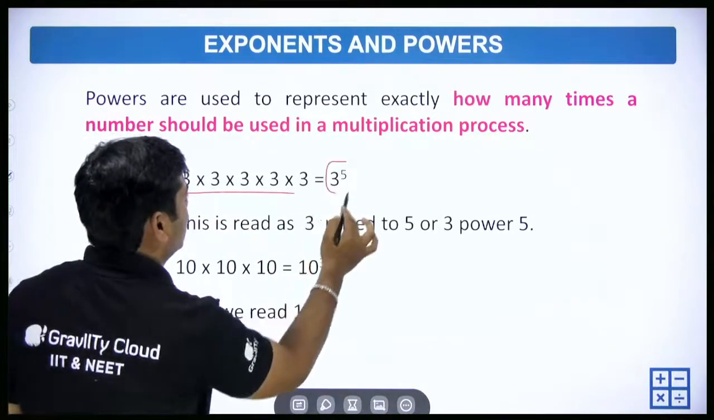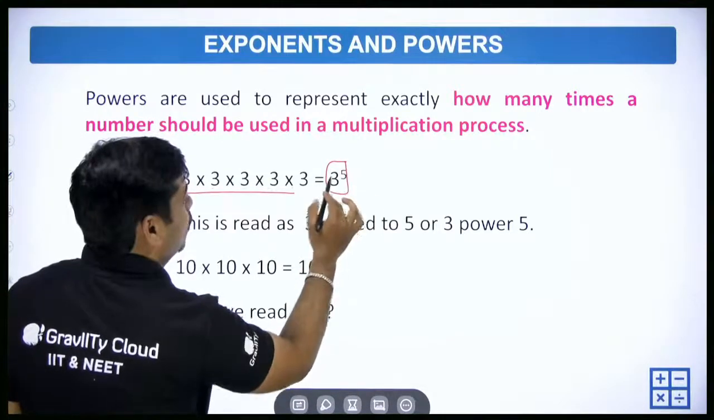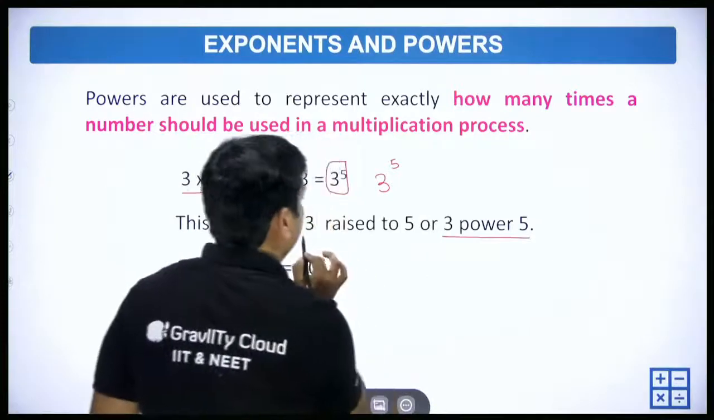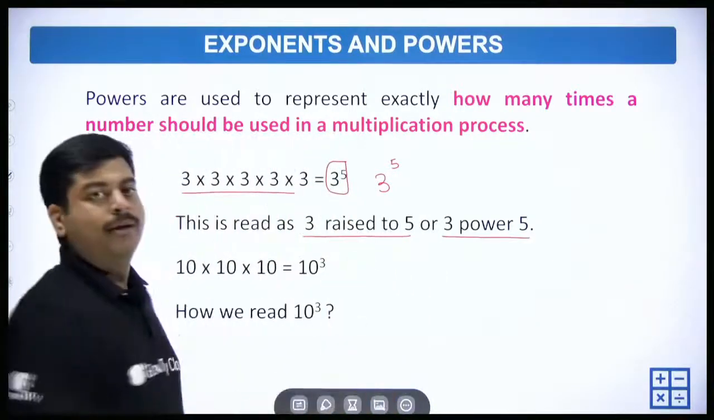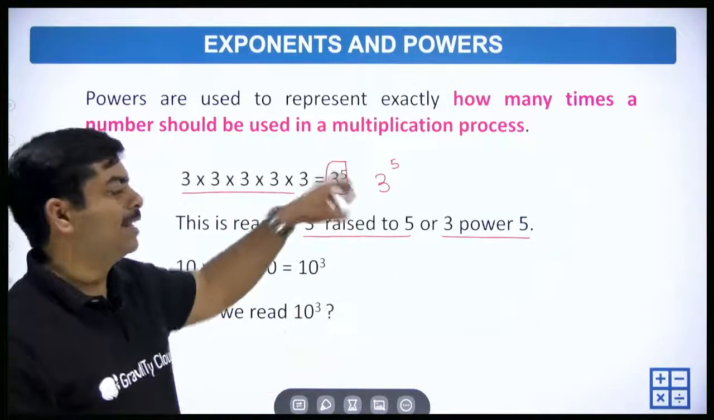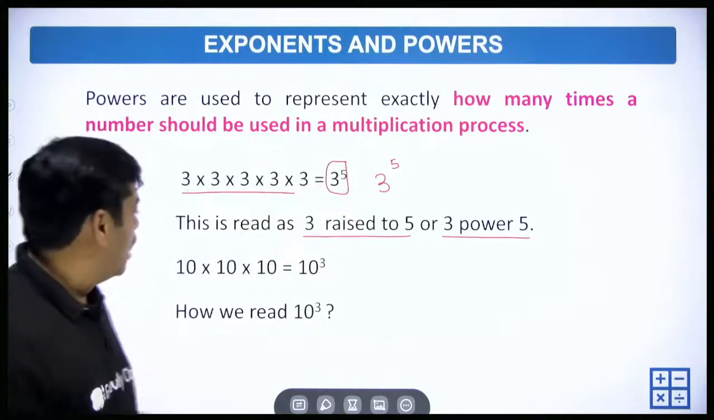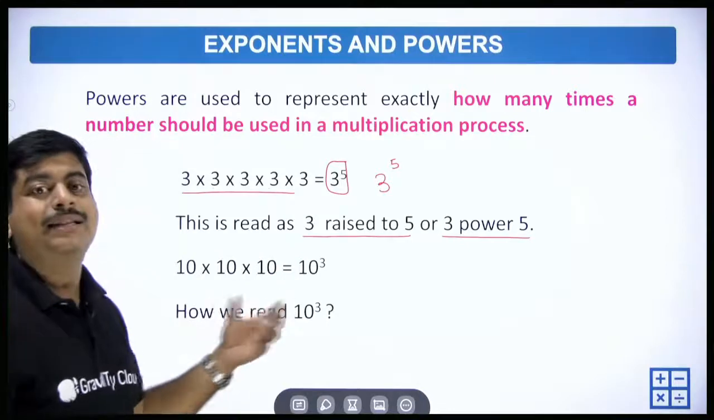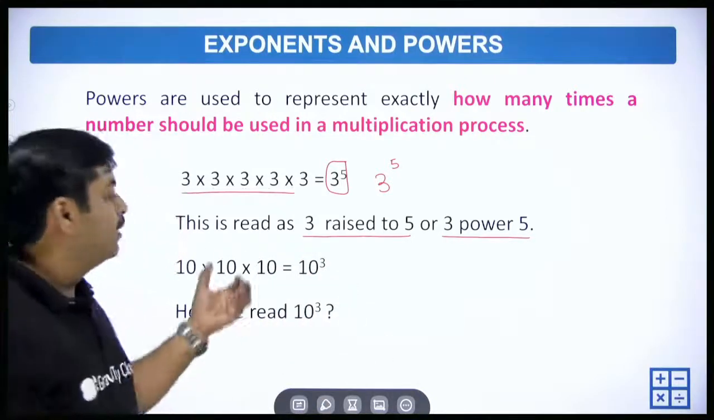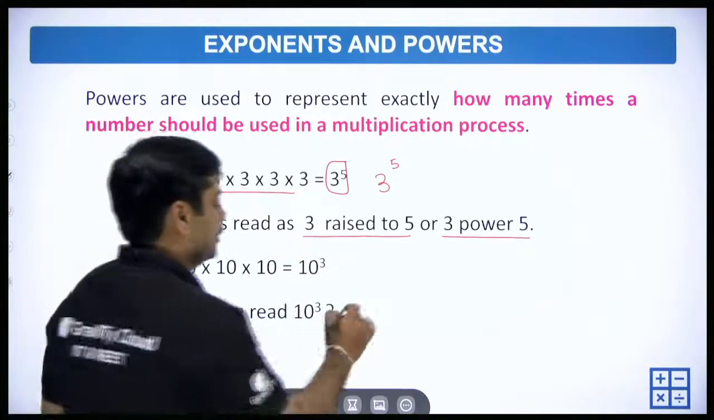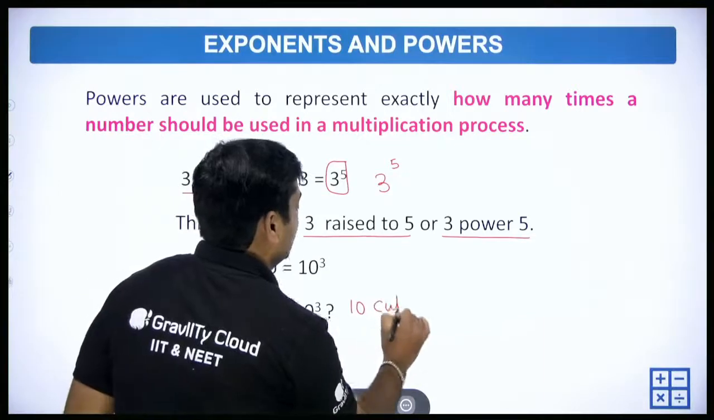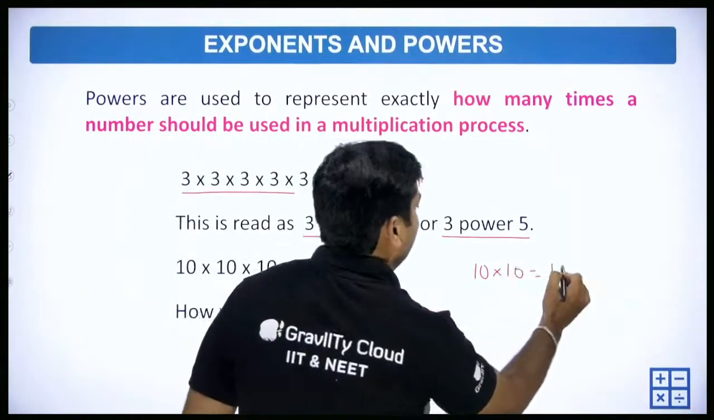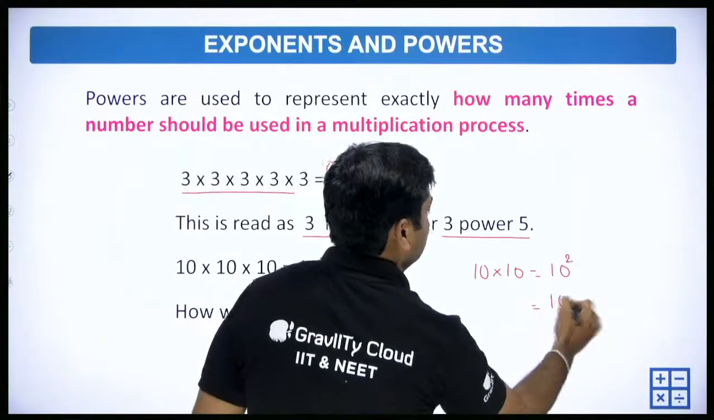We write that as 3 with a 5 on top, 3 power 5. We read that as 3 power 5 or 3 raised to 5. Okay. 10 into 10 into 10. We are multiplying 10 three times, so 10 cube. 10 power 3, we read it as 10 cube. 10 into 10, we write that as 10 power 2, which we read as 10 square.